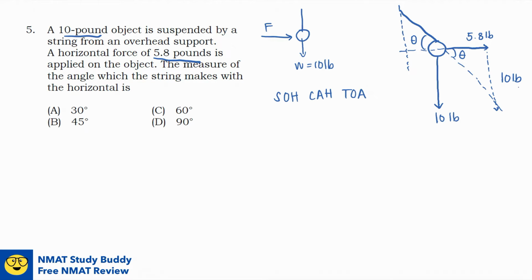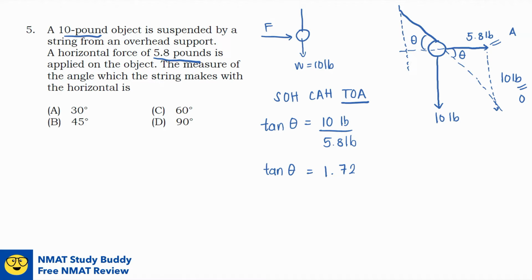SOHCAHTOA. So, since ito is opposite, so yung opposite ng angle is 10 pound over adjacent, yung 5.8. So, ito yung opposite and then ito yung adjacent. So, ang gagamitin natin is tangent. Yan. So, tangent theta is equal to 10 pound over 5.8 pound. Yan. So, kapag kinalculate nyo yan, magiging sagot is 1.72. Ayan, 1.72. So, tan theta is equal to 1.72.